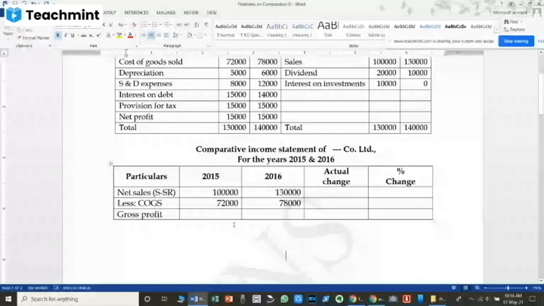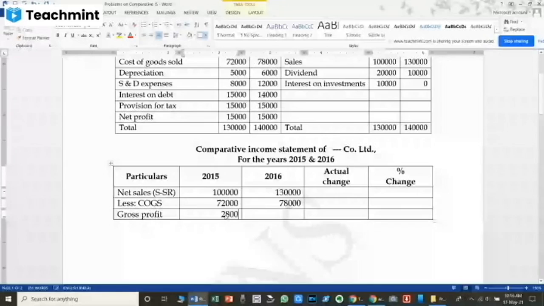So 1 lakh minus 72,000 is equal to 28,000 and here it is 22,000.